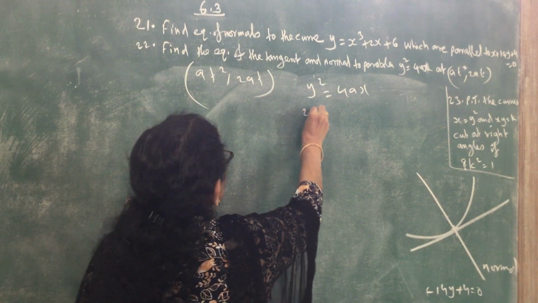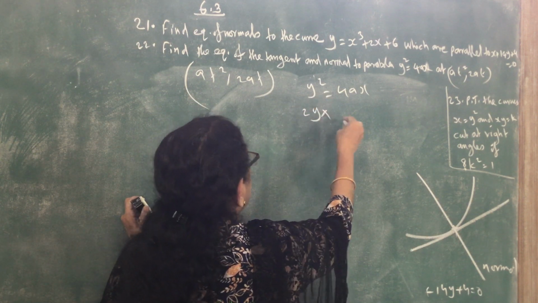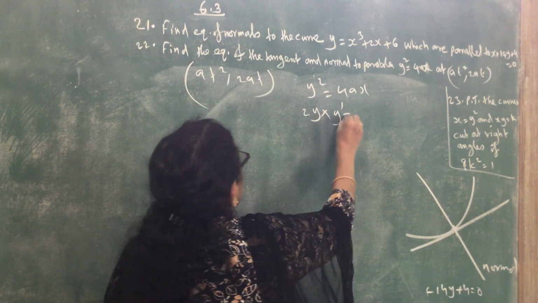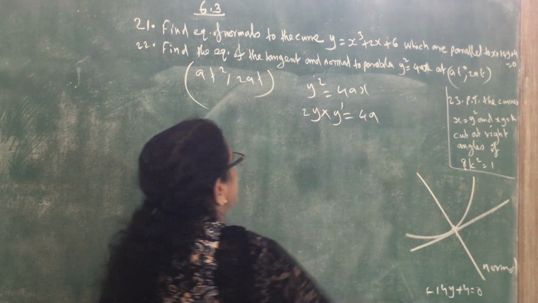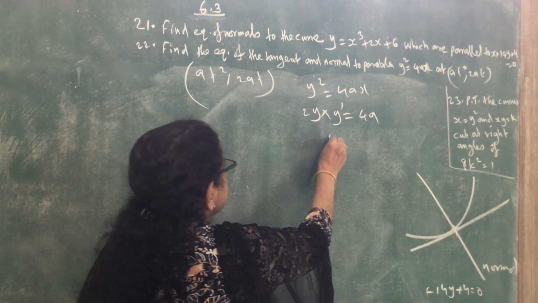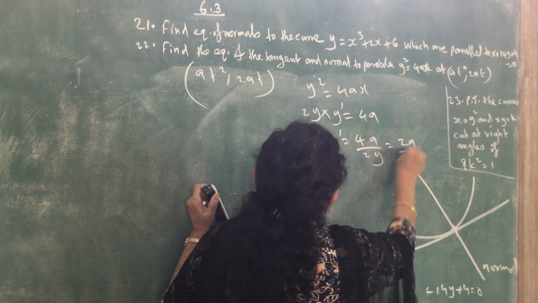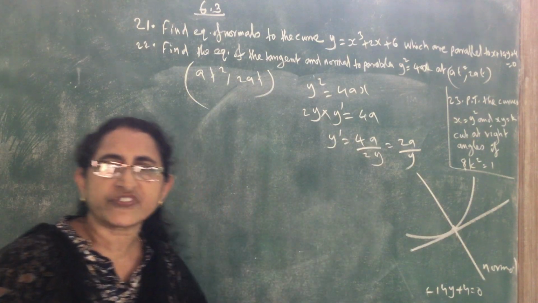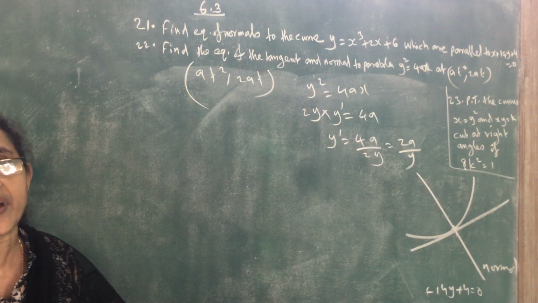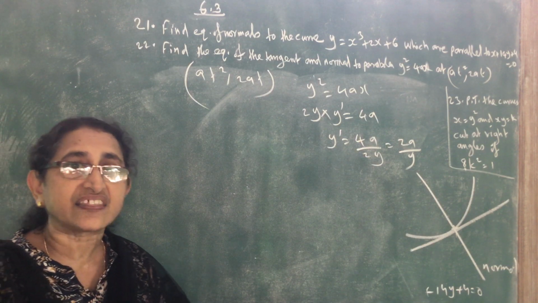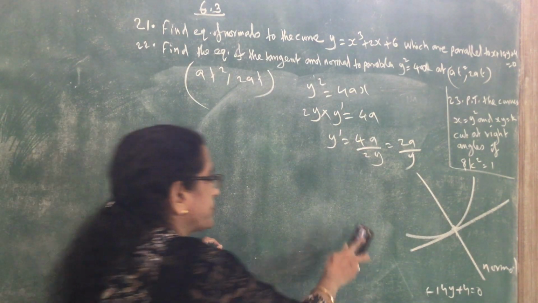The derivative of y square is 2y into the derivative of y, that is y dash, or we can write dy by dx, both are the same, equal to 4a into the derivative of x, that is 1. Now y dash equals 4a divided by 2y, that is 2a by y. This is the slope of the tangent. Now we have to substitute the point. Always we have to find the slope of the tangent and the slope of the normal at the point, so that point we have to substitute.